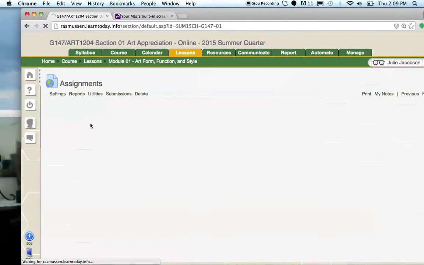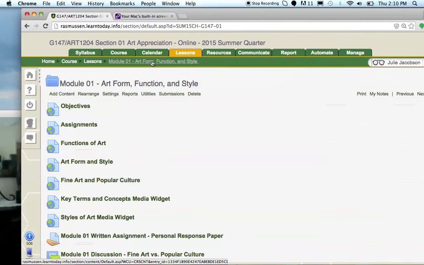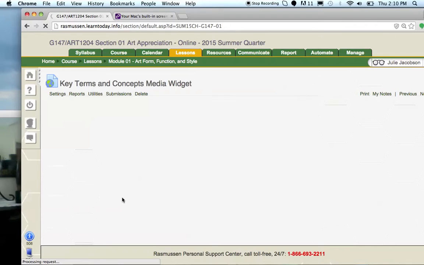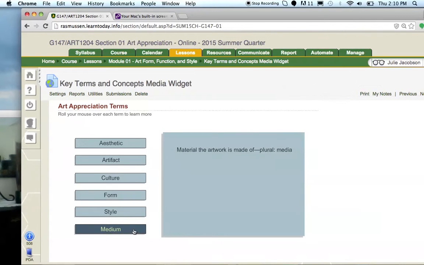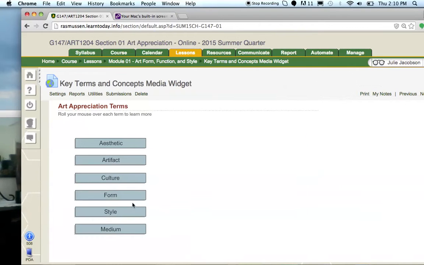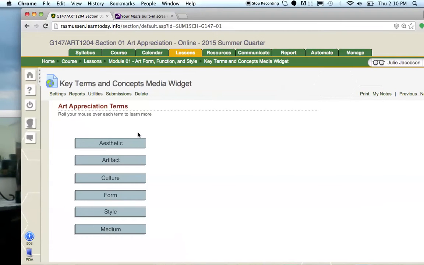So we click on assignments here, and you'll see I usually copy this directly into the calendar. You're supposed to read these chapters from your ebook and do the little tabs that we were just looking at. The other thing you need to pay attention to is the key terms for each module, because those are the words that are going to help you discuss your ideas. You scroll over them to get the definition. That's what's going to help you get the highest grade possible on each assignment.